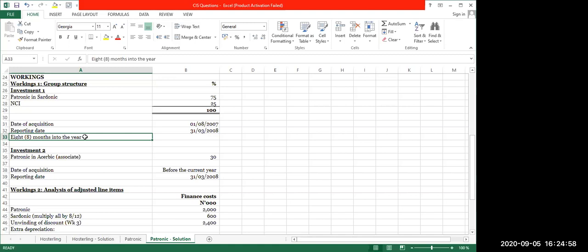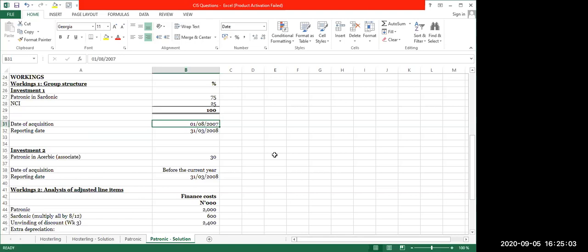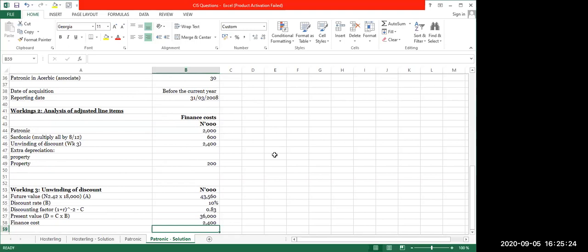So the date of acquisition was August. So it's August, September, October, November, December, January, February, March. That's 8 months. So if there's anything that is going to be a one-year thing, we must always ensure we prorate it. So that's the reasoning behind prorating that stuff by 8 over 12. Okay, yeah, thanks. All right.